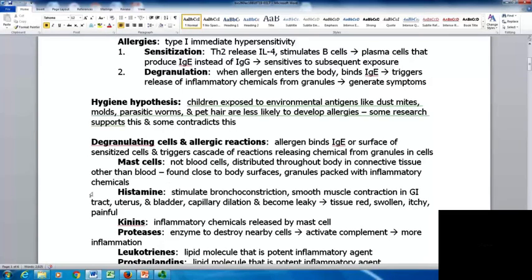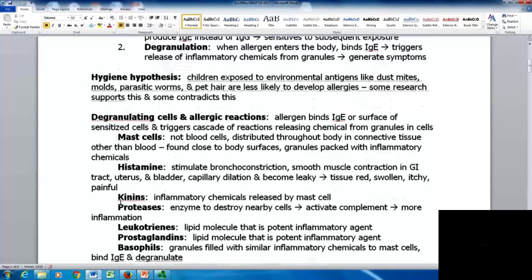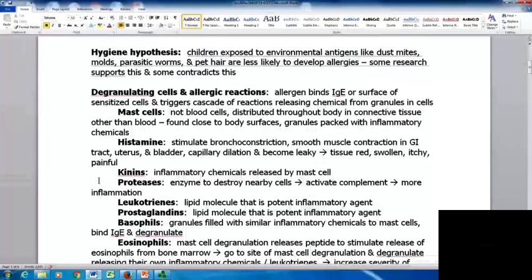Histamine is going to stimulate bronchoconstriction, smooth muscle contraction in the gastrointestinal tract, uterus, and bladder, and promote capillary dilation, where the capillaries will become leaky. This leads to the tissue becoming red, swollen, itchy, and painful. Kinins are inflammatory chemicals that are released by the mast cells. So just so you can see, there is more than one type of inflammatory chemical that is released. A lot of times taking an antihistamine will block histamine, but it won't necessarily block the other types of inflammatory chemicals in an allergic reaction.